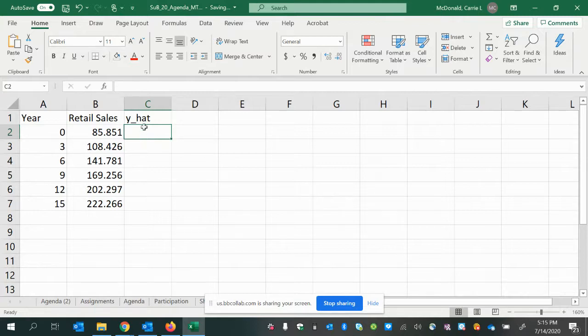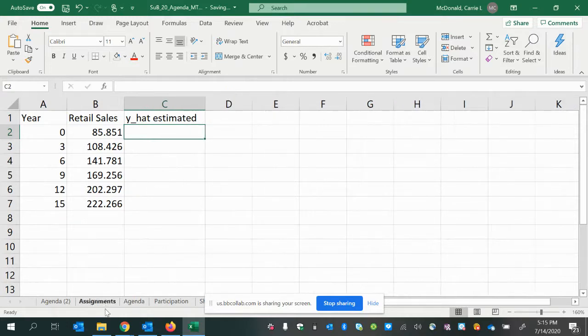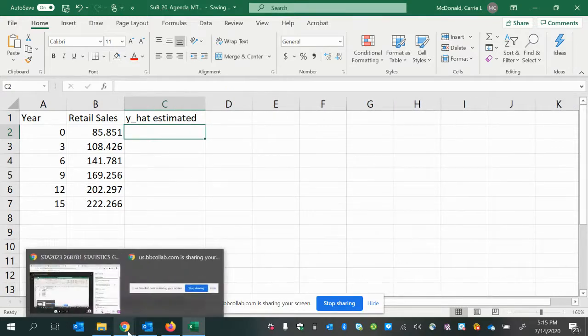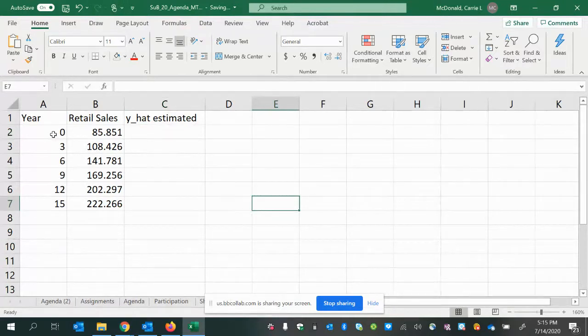But what it actually is, it's the estimated Y value. And so what you need to do is find the regression equation. In this problem, you were already given the regression equation, but I'm going to show you how you can actually find it if you're just given the data too.